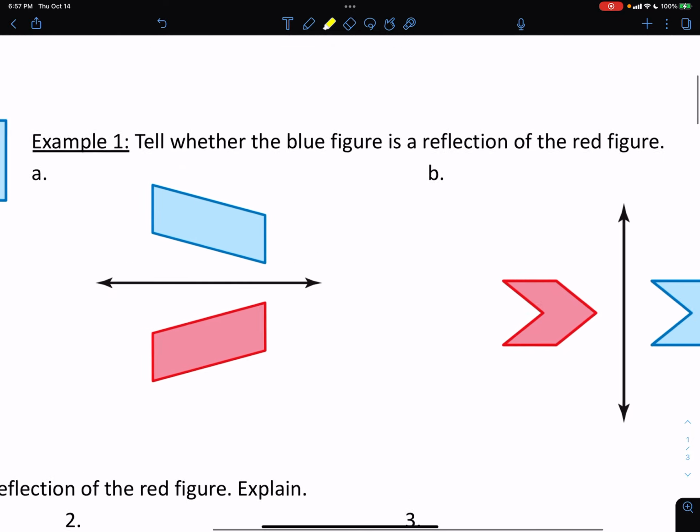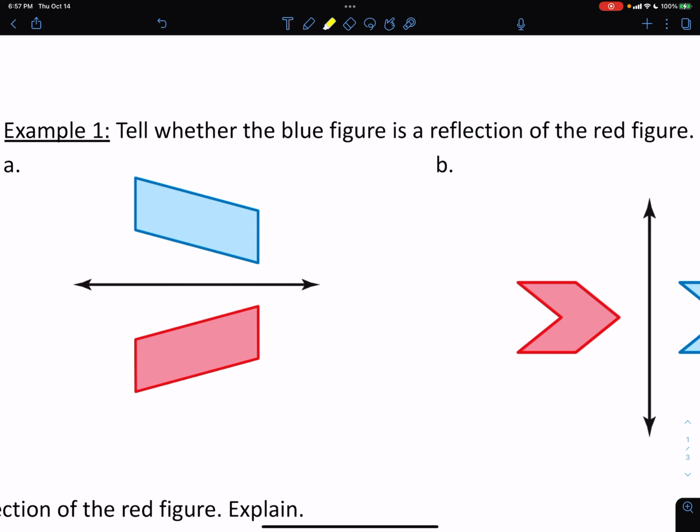So here's example 1. Tell whether the blue figure is a reflection of the red figure. So remember, we're seeing if the blue figure is the image, right? Image is another way of saying the final product. So I'm going from red to blue. Does it flip over the line of reflection? In this case it is yes. It flips.